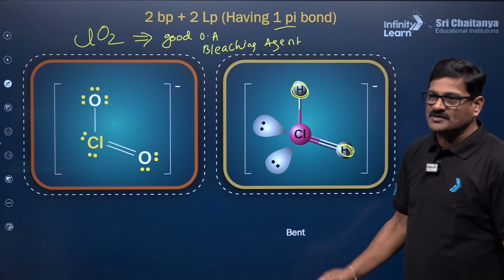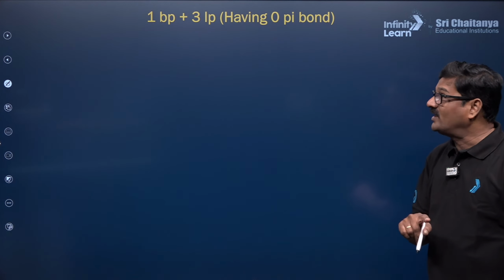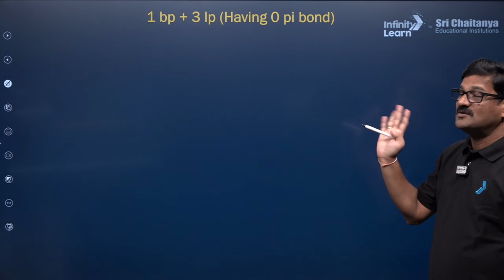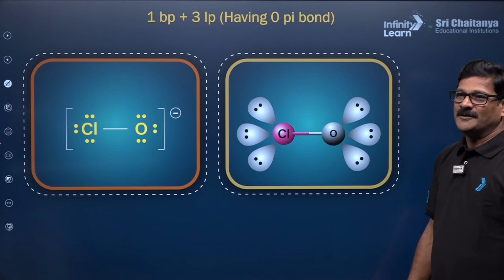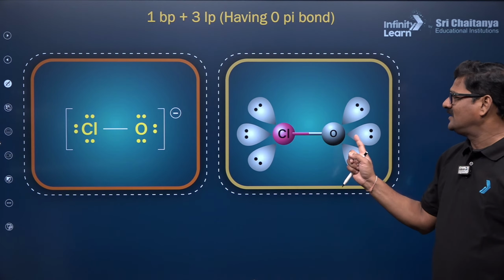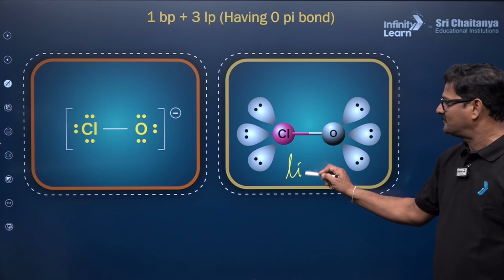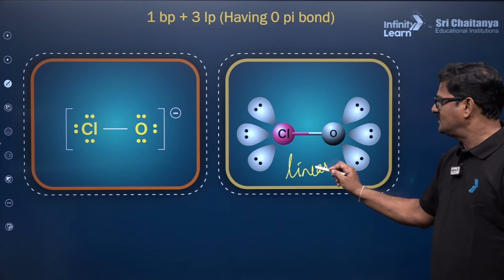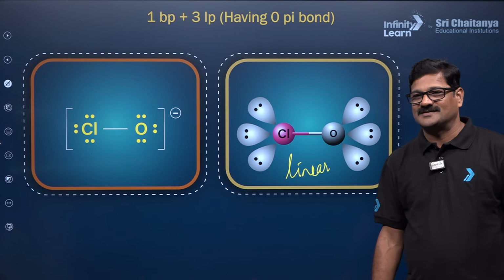You will be forming a question based on that also, right? And also 1 bond pair and 3 lone pairs having 0 pi bonds, it is simply ClO minus. It is going to be ClO minus, and it is linear. What is the shape of the molecule? You tell me. It is linear. Is my voice audible to you? Hope there is no noise around us.